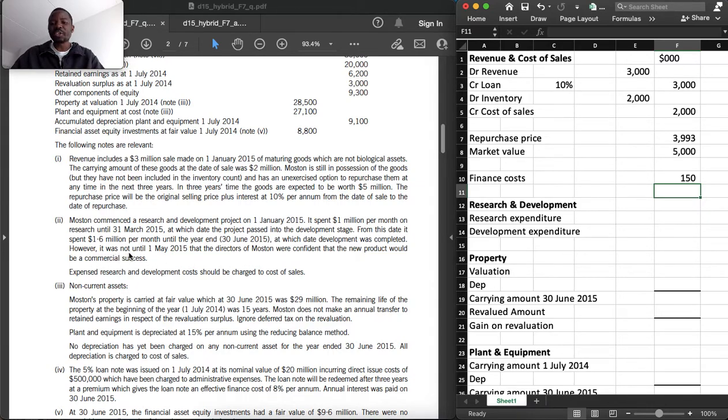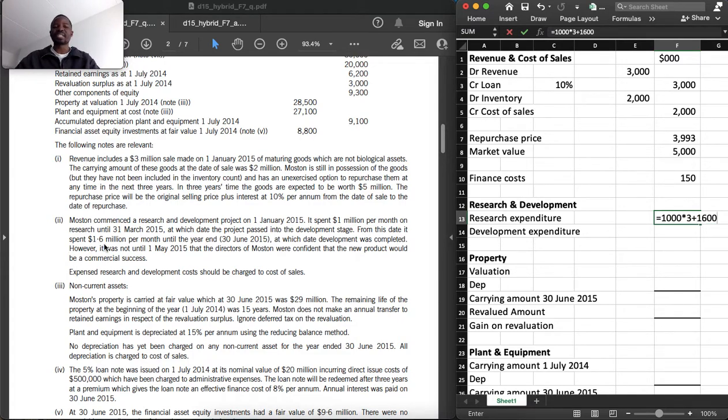However, it was not until 1 May that the directors of Moston were confident that the new project will be a commercial success. So from the date that the directors recognized that the project will be successful, that's when we will start to capitalize. But before that date, we need to expense everything as research expenditure. So we'll simply say 1,000 multiplied by 3, which is January, February, March, plus the April, because the directors were confident in 1 May. The April charge was what?